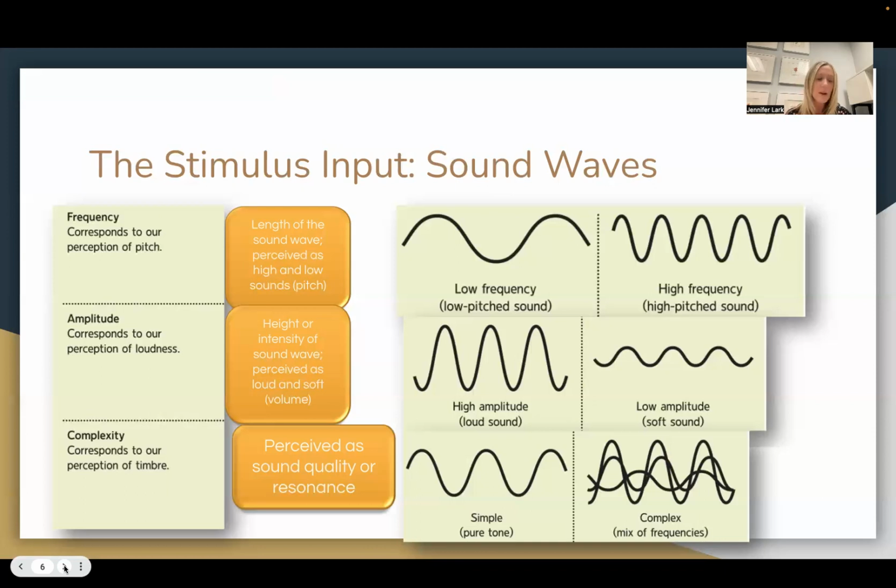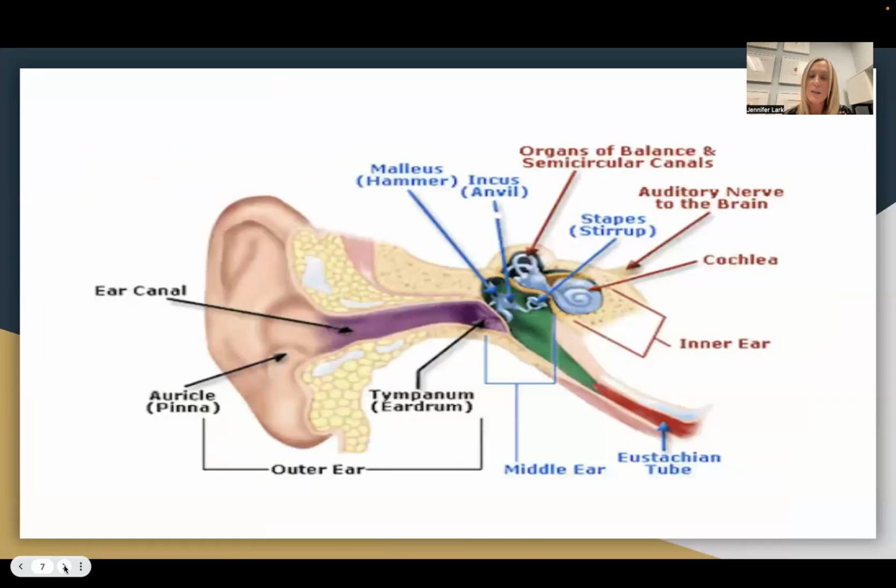Okay, so we're going to briefly talk about the pathways that these sound waves take when they travel through the ear. But first, here's a diagram of the ear for you. And what I would love for you to do is pause the video here and use this diagram to follow the directions in your notebook and complete the diagram there. So go ahead and do that, and then we'll come back together.